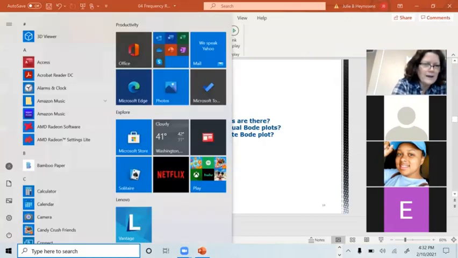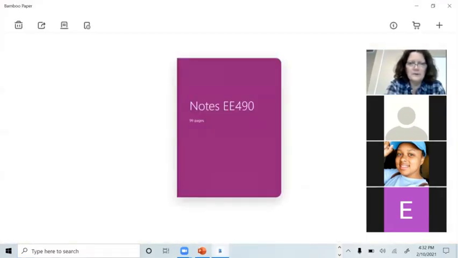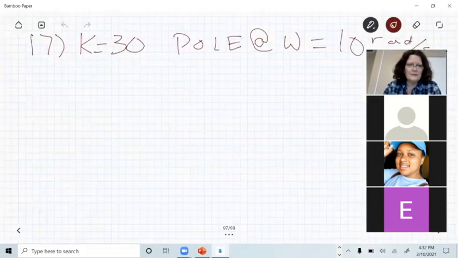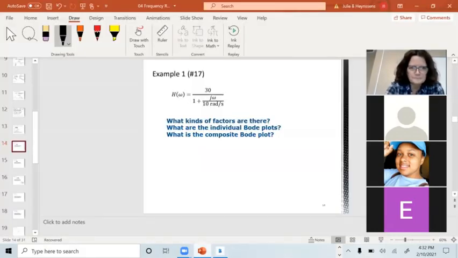This is why I had my bamboo paper open. We're going to go here. Knock a few times and hopefully it opens. Oh yay, there we go. Did it go back? Yes, it went back to where I was. Okay, I'm going to move this thing out of the way. So this was the example we're looking at.